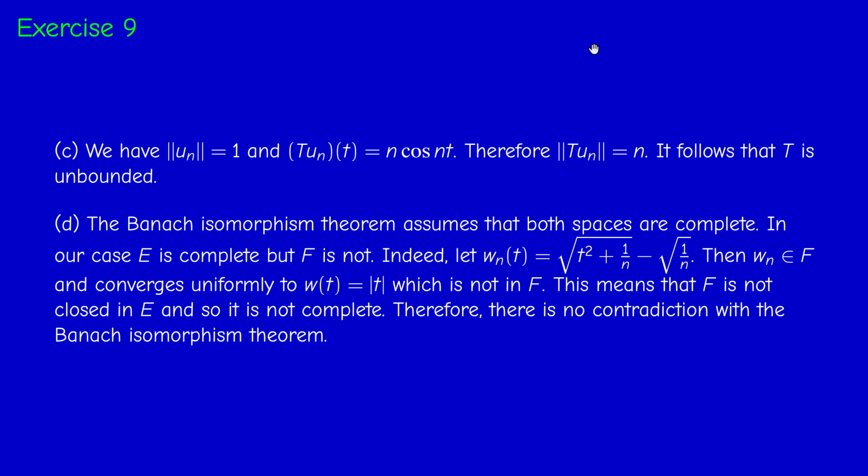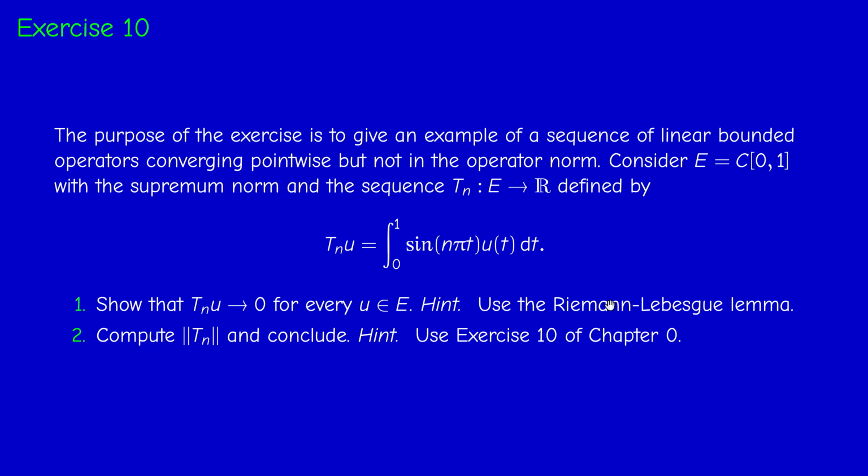Now the next exercise is a counterexample of a remark that I made. If a sequence of linear bounded maps between two Banach spaces converges pointwise, it doesn't mean that it converges uniformly. I made this remark in corollary 3.1 of the Banach-Steinhaus theorem. So this is a counterexample. I have to give an example of a sequence of linear bounded maps converging pointwise but not in the operator norm.